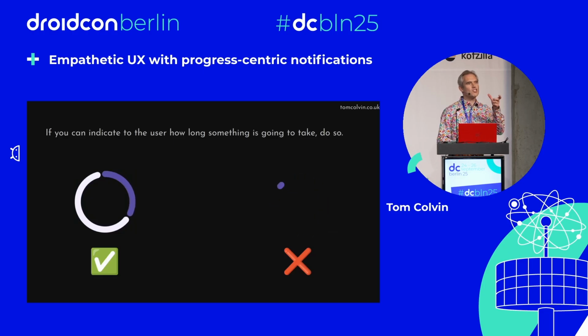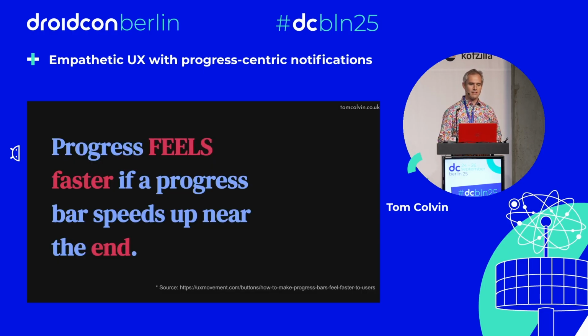Another psychological trick that we can use is that a progress bar feels faster if it goes slow, slow, slow, fast, as opposed to fast, slow, slow, slow, slow, slow, even if those two things actually take the same amount of time. And that's a fairly easy thing to do with the right easing function, particularly if you know how long something's going to take.